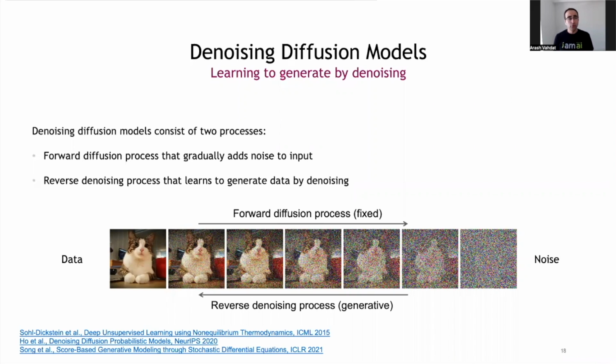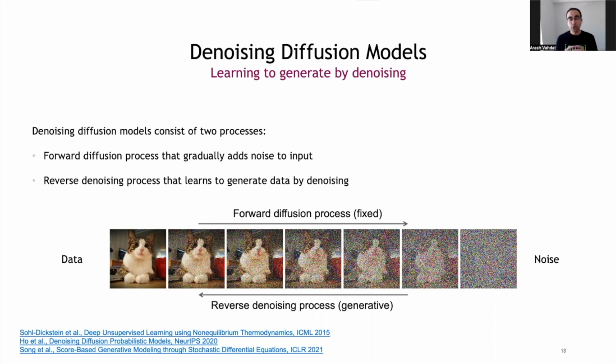Denoising diffusion models consist of two processes: a forward diffusion process that gradually adds noise to input. This process is shown on this figure from left to right. It starts from the image of this cute cat. His name is Peanut, he's my cat. We're going to start from him and add noise to this image one step at a time. The forward diffusion process does this in so many steps that eventually, on the right side, we converge to a white noise distribution. The second process is the reverse denoising process that learns to generate data by denoising.